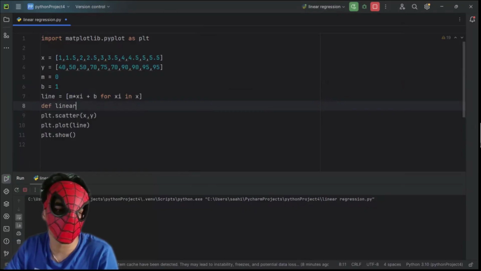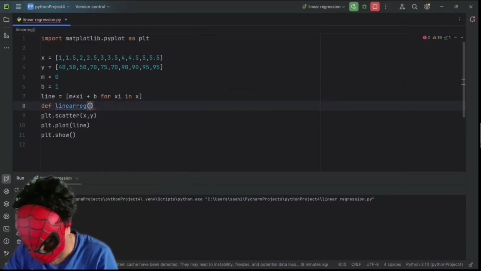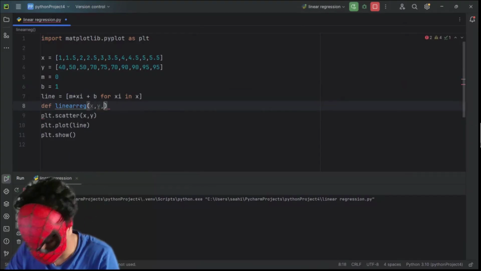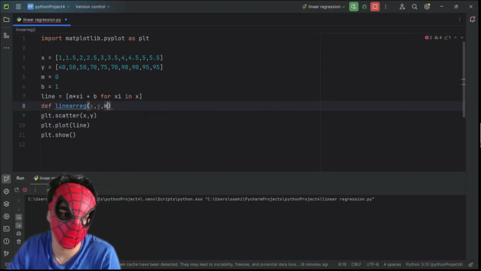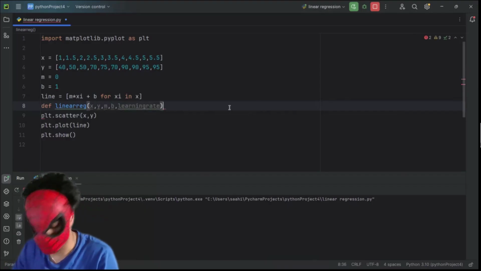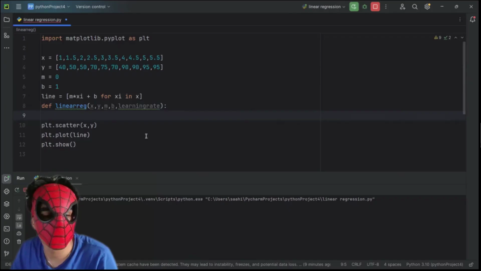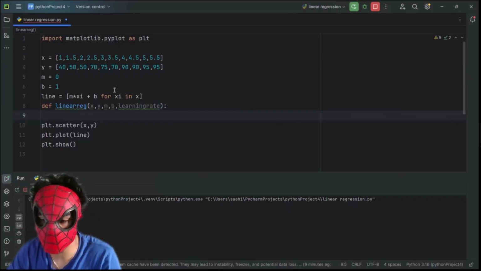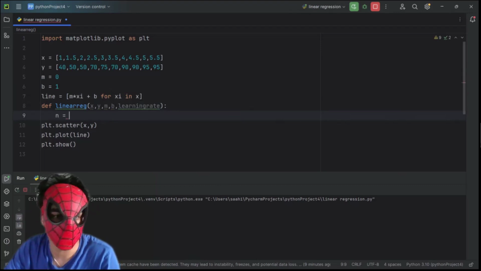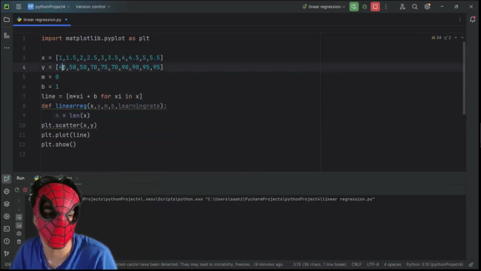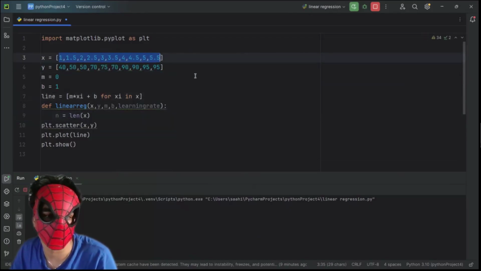Let's make a function linear_reg, and it'll take the points, the x and y variables. Then it will take the slope that we guess, the y-intercept that we guess, and then the learning rate, which we talked about. So for the mean, we need to divide by the number of points, and even for the summation, we need to go through the number of points. So let's start by finding the number of points, which is just the length of x or length of y.